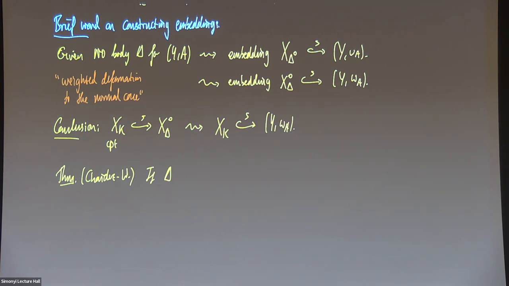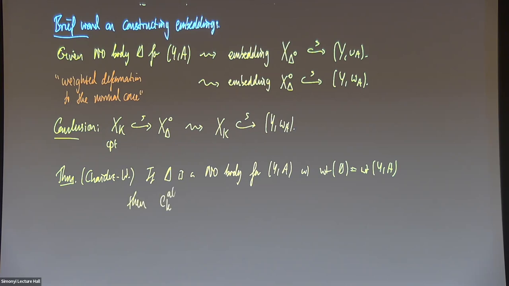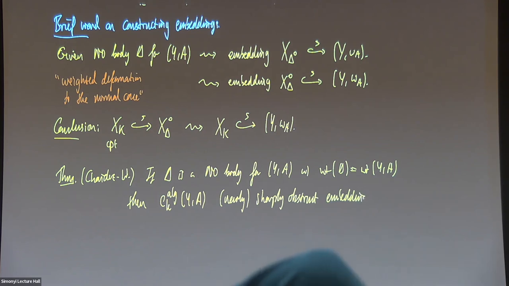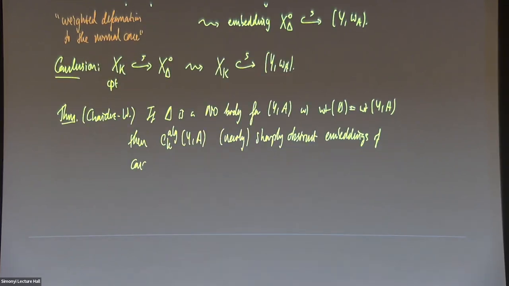Again, with the previous assumptions, if delta is a Newton-Okounkov body for Y_A with weight sequences matching up, then the algebraic capacities of Y_A very nearly sharply obstruct embeddings of concave toric domains into this non-toric rational surface Y, omega_A. The game here is we're building embeddings via our generalization of Kaveh's method, but we're also showing that those embeddings are the best because we also have great control of the obstructions from this c_k algebraic equals c_k ECH calculation I did before.